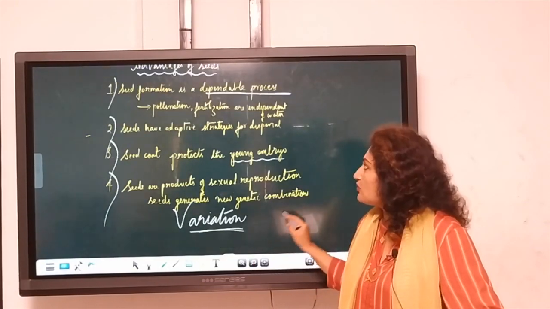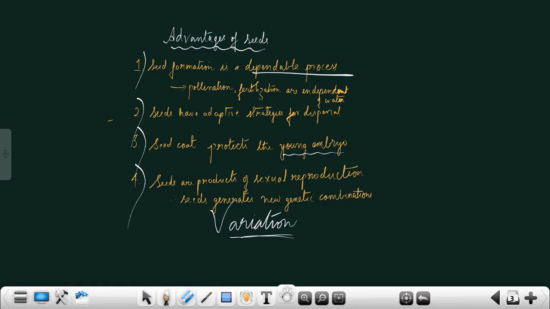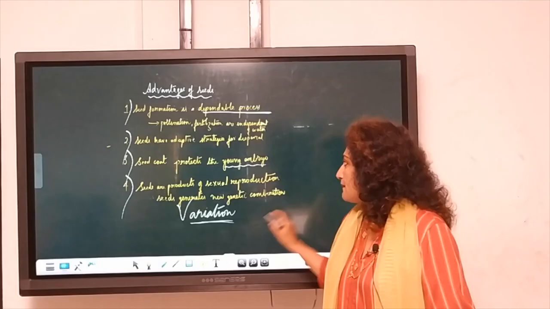So a quick recap of the advantages of seeds to angiosperms. Seed formation is a reliable process because pollination and fertilization are independent of water. Second, seeds have adaptive strategies so that they can be dispersed to distant places. Third, seeds are protected by a seed coat, and therefore the young embryo is not dehydrated. It is well protected. And lastly, it is a product of sexual reproduction. Therefore, there's recombination of characters. Therefore, there's variability, and it helps in the survival of the plant.